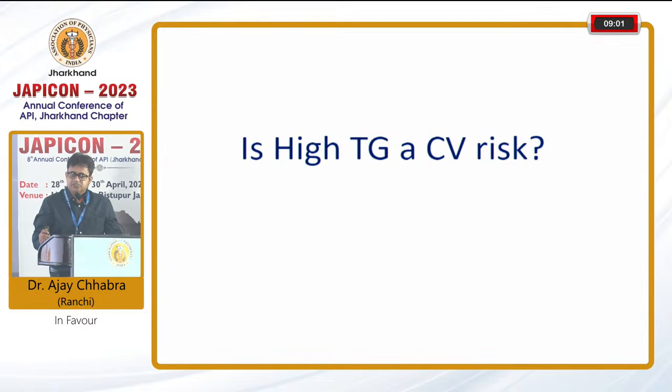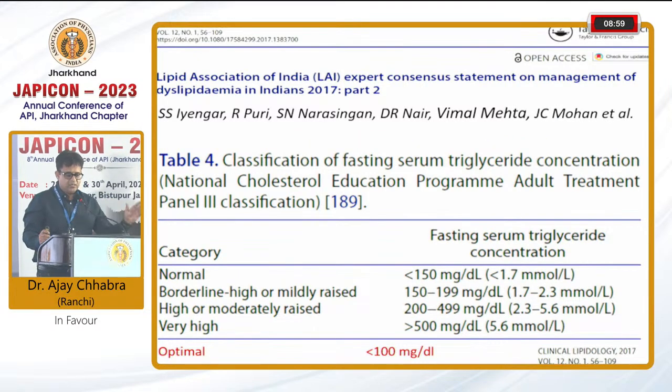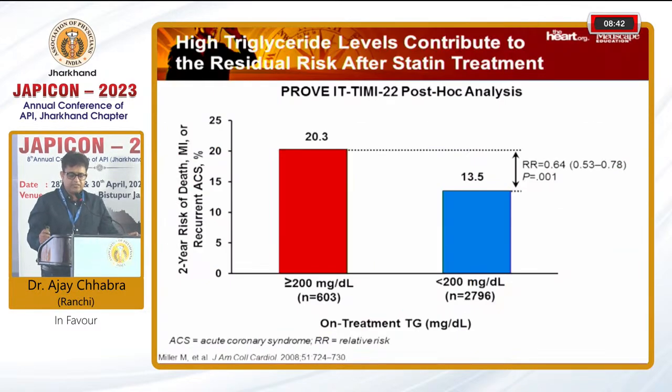Is high TG a CV risk? Well, this is the Lipid Association of India expert consensus statement on management of dyslipidemia in Indians, and it shows the normal values. Less than 150 is normal, 150 to 199 is borderline high, up to 249 is moderately high, and very high is more than 500. High triglyceride levels contribute to high residual risk after statin therapy. So if you have treated your patients very well with statin and still the patients are having cardiovascular dysfunctions, please blame this triglyceride and do treat them.